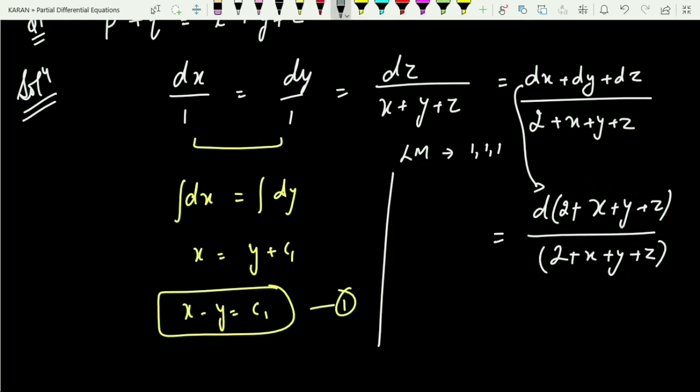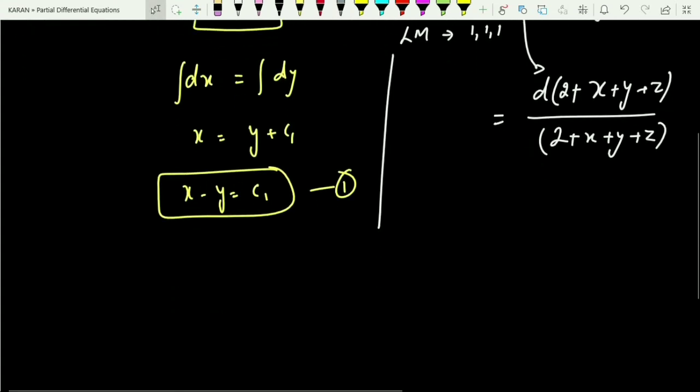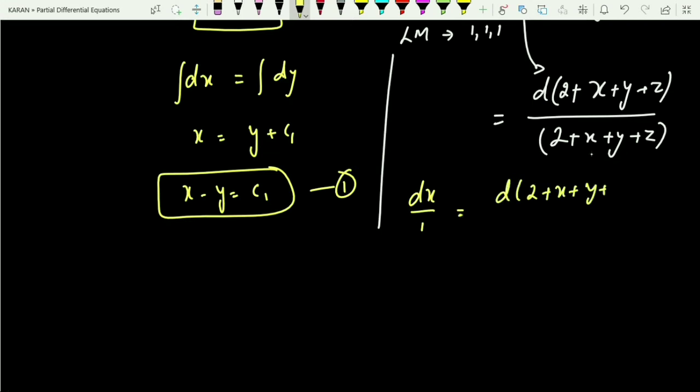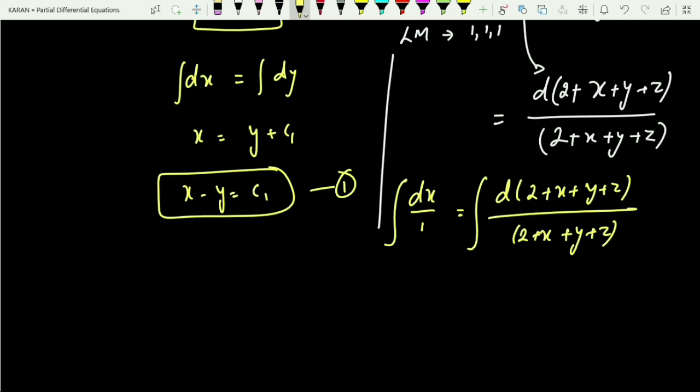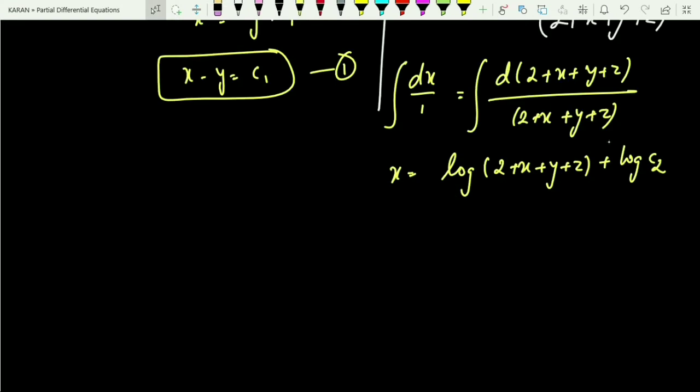Now if I compare this with the first one, what I am doing is dx upon 1 equals the derivative of 2 plus x plus y plus z divided by 2 plus x plus y plus z. And now if you integrate on both sides, just see what we get. We get x equals log of 2 plus x plus y plus z plus log of some constant c2. Now just apply the properties of log. So this is nothing but log of 2 plus x plus y plus z multiplied with c2, right?